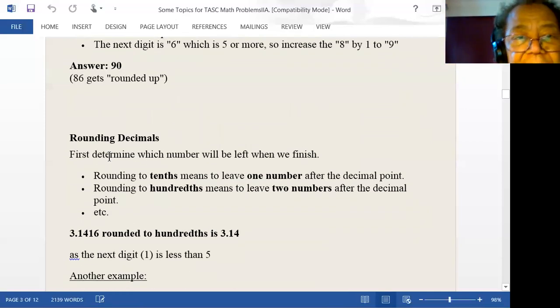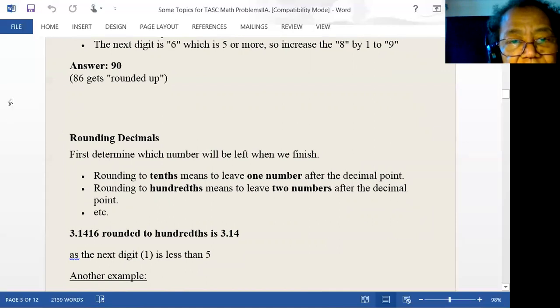Now, when you round in decimals, you determine which number you will be left with when you finish. If it's tenths, you need 1 number after the decimal point. If it's hundredths, you need 2 numbers. If it was thousandths, you need 3 numbers, and that's the way you round.